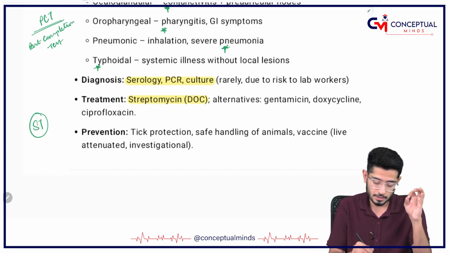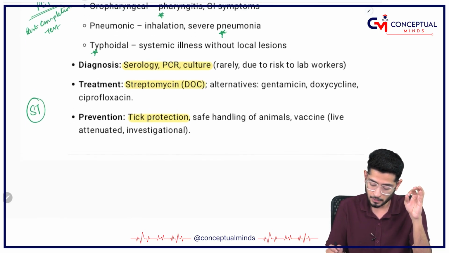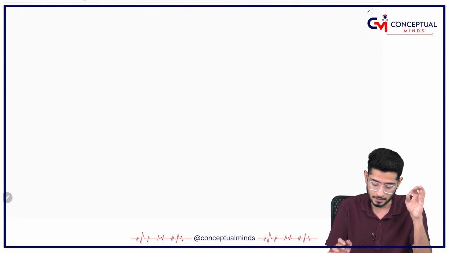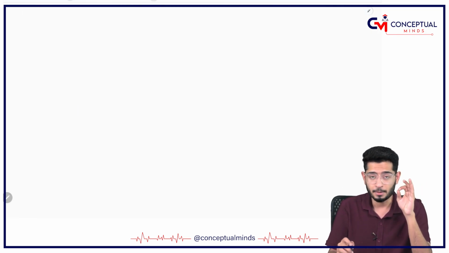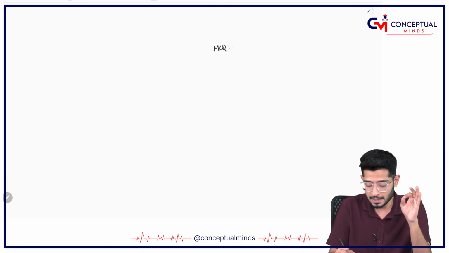And for prevention, you have to do what? Naturally, tick prevention. A vaccine is available, yes. A live attenuated vaccine is available for tularemia. But the most important MCQ asked is that tularemia is going to spread by rabbit.